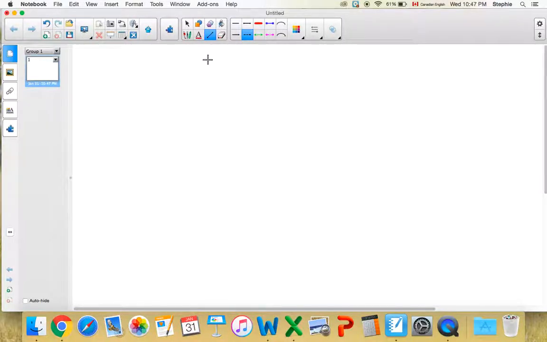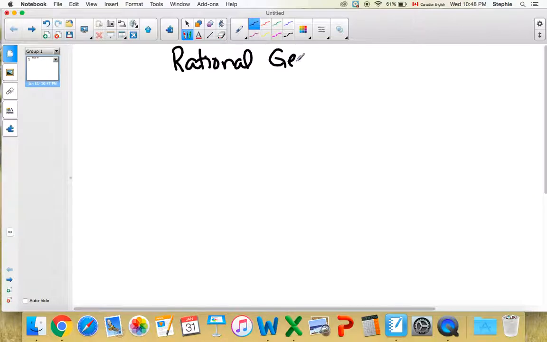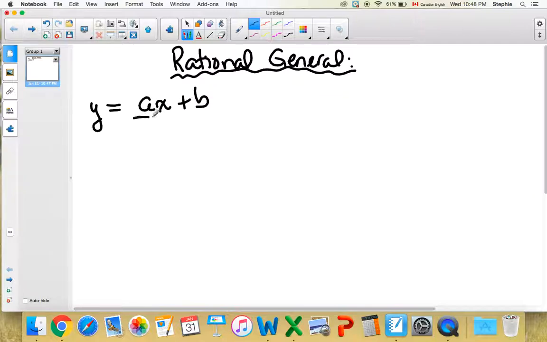All right, we're going to start off with looking at the rational function in the general form. There are two ways of writing the rational function. The first one I showed you was the standard, and the general form just looks a little different. It's actually harder to work with in the sense that you cannot tell right away if it's increasing or decreasing. You literally have to do the sketch. So it's y is equal to ax plus b over cx plus d.